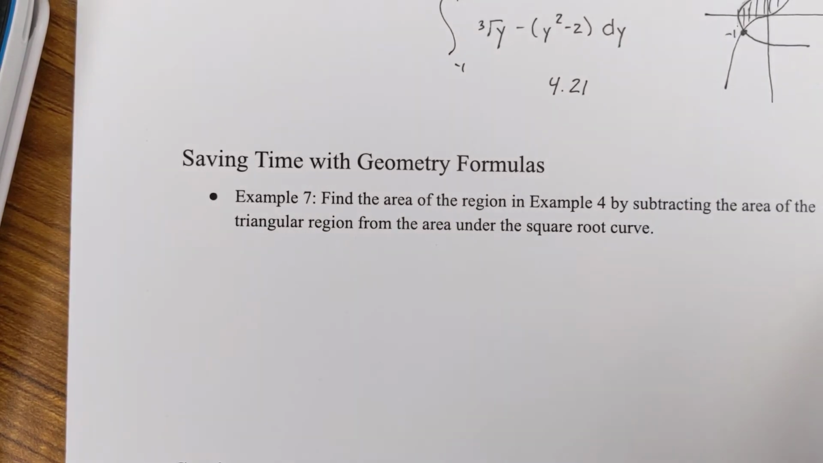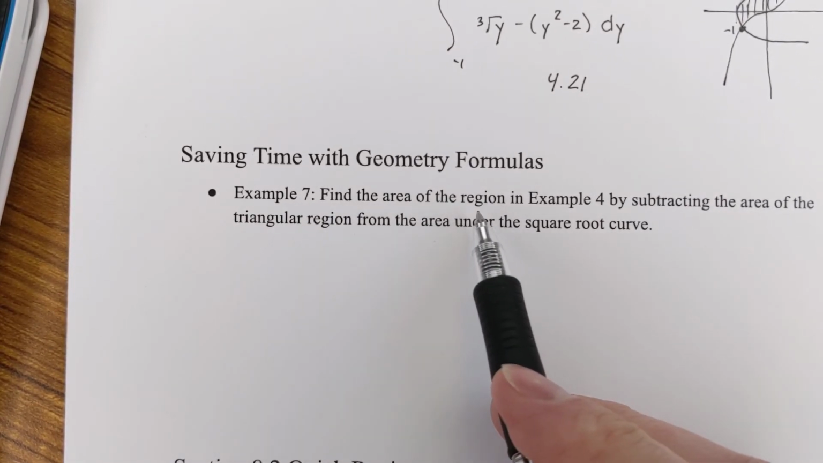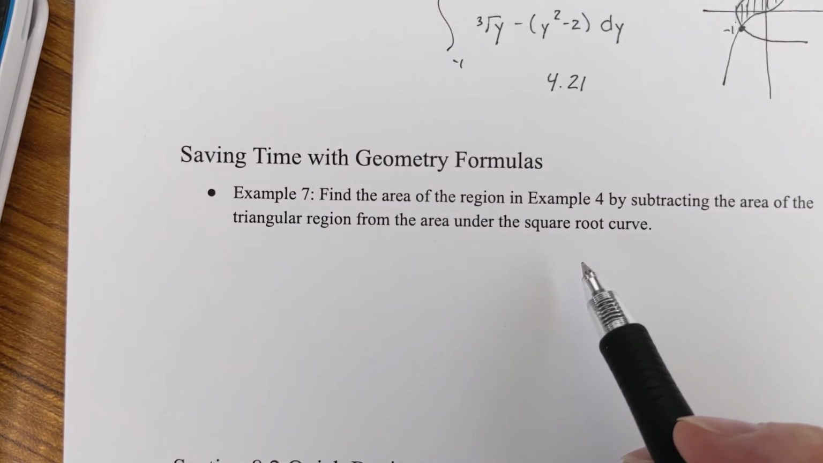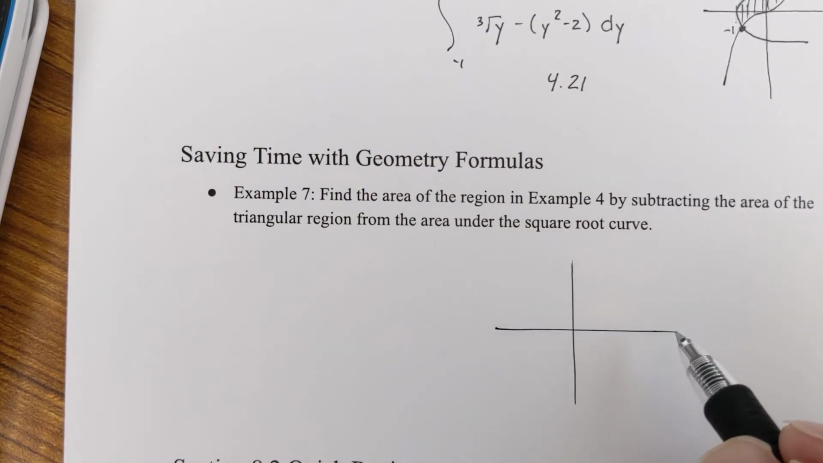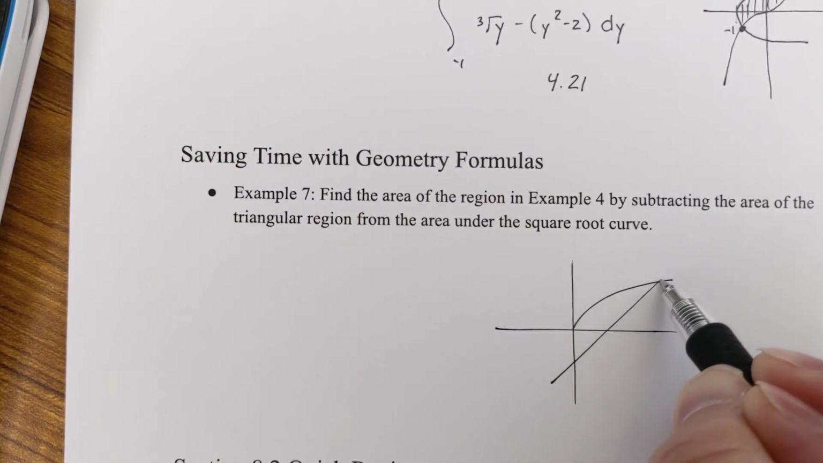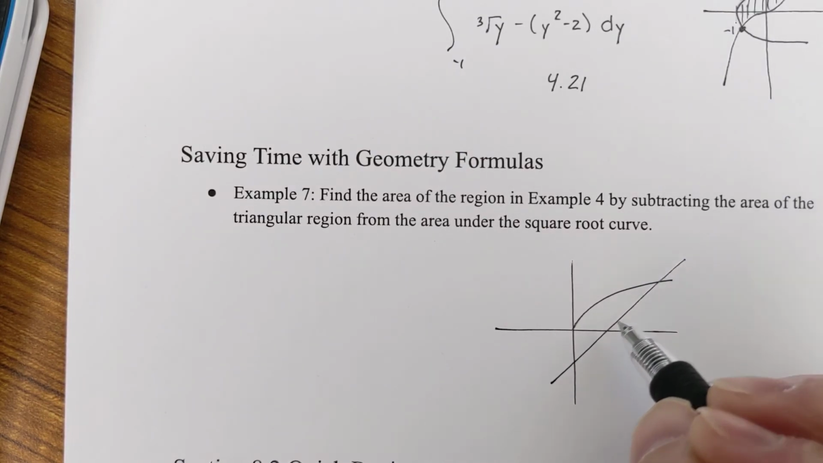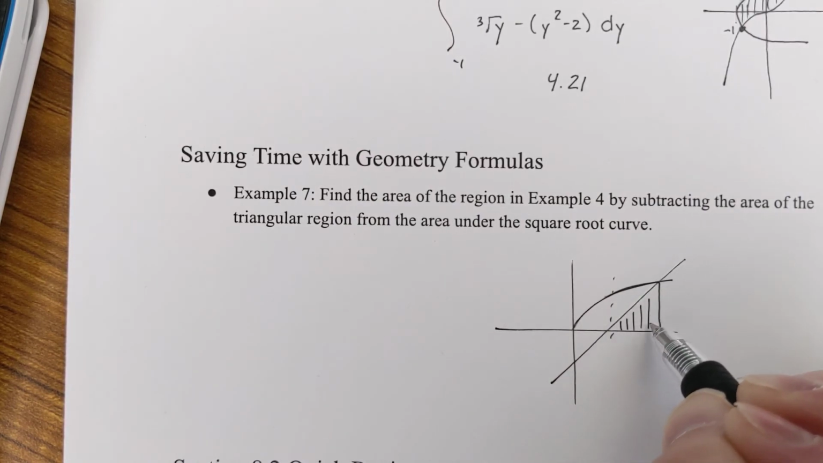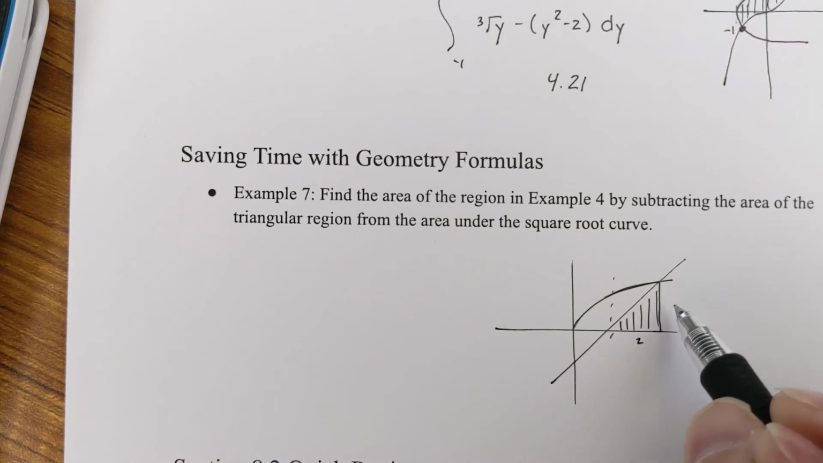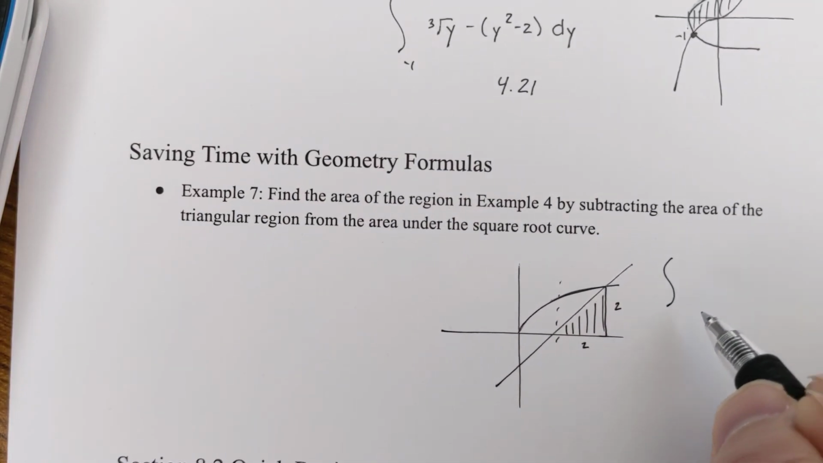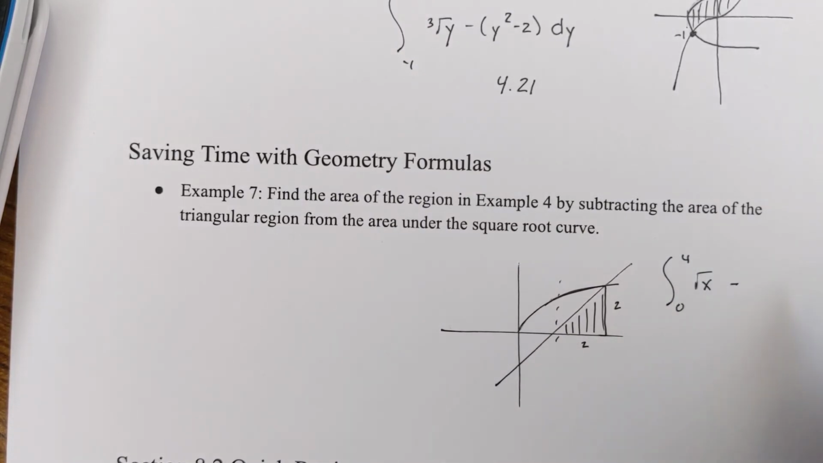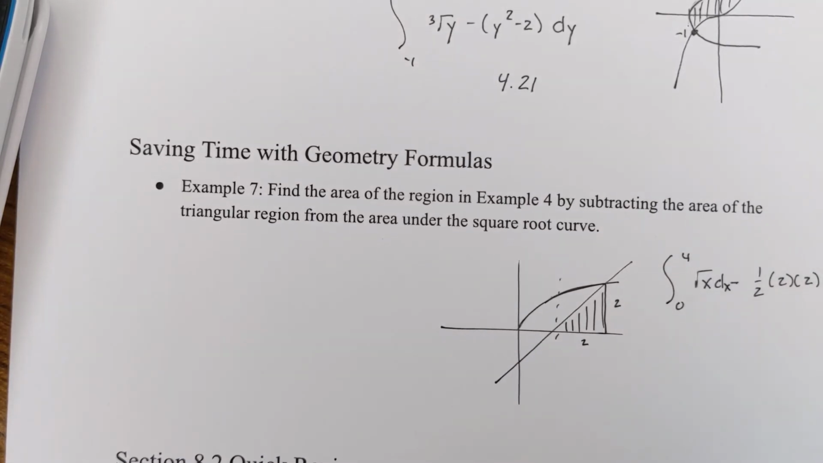All right, it is possible to save time if you know the geometry formula. So find the region in example 4 by subtracting the area of the triangular region from the area under the square root. What that's saying is, instead of doing it as two separate areas, we could just do this arc and subtract off the area of that triangle. This triangle is 2 units wide by 2 units tall. So we could do all the way from 0 to 4 of root x minus the area of the triangle, 1/2 base times height, dx.